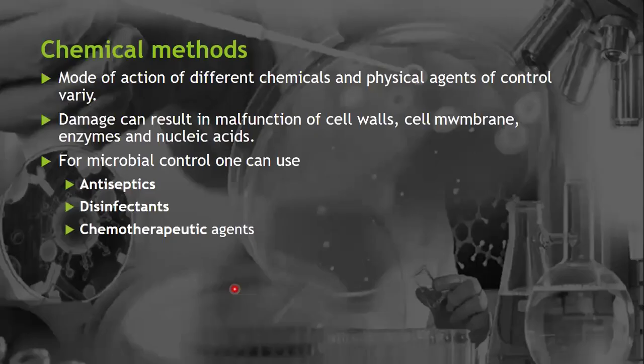The other method is the chemical methods. In this method, the mode of action of different chemical and physical agents of control varies. The damage can result in malfunction of cell walls, cell membranes, enzymes, and nucleic acids. For microbial control, one can use antiseptics, disinfectants, as well as chemotherapeutic agents.